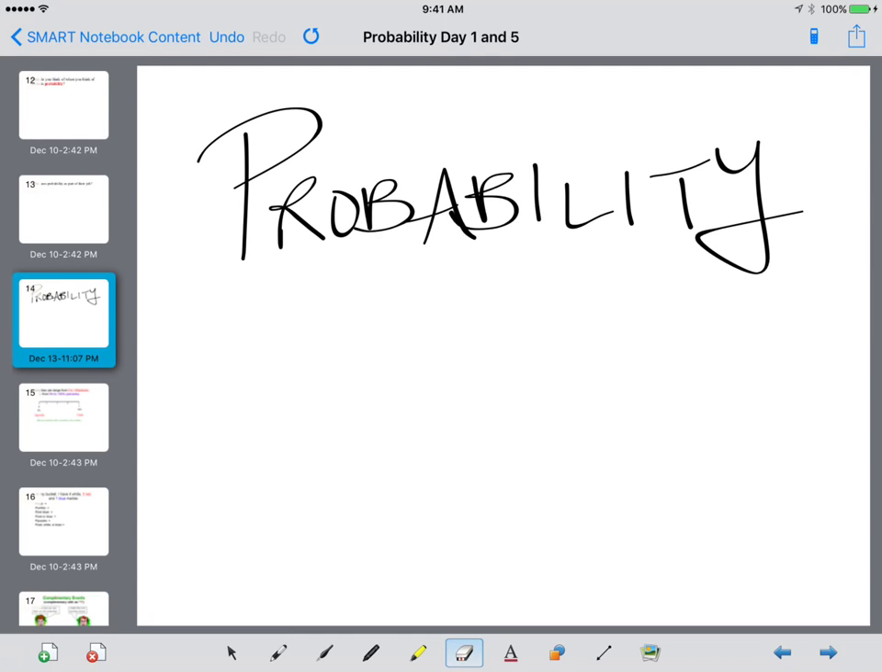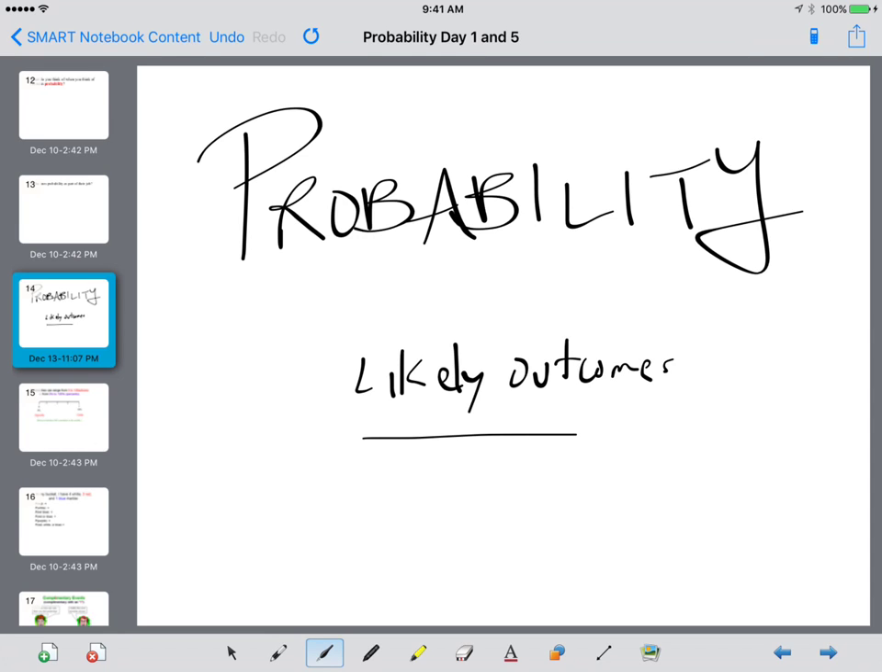In this lesson, we're going to discuss two types of probability, theoretical and experimental. But a little intro to probability, that's something to just remember at all times. Probability is nothing more than a fraction of the likely outcomes divided by, or over, the total number of outcomes.